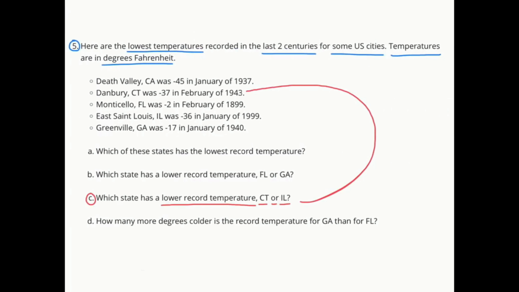C. Which state has a lower record temperature, Connecticut or Illinois? Connecticut's lowest temperature is negative 37, or 37 below zero. Illinois' lowest temperature is negative 36, or 36 below zero. Connecticut would have the lower temperature, as negative 37 is further below zero than negative 36.